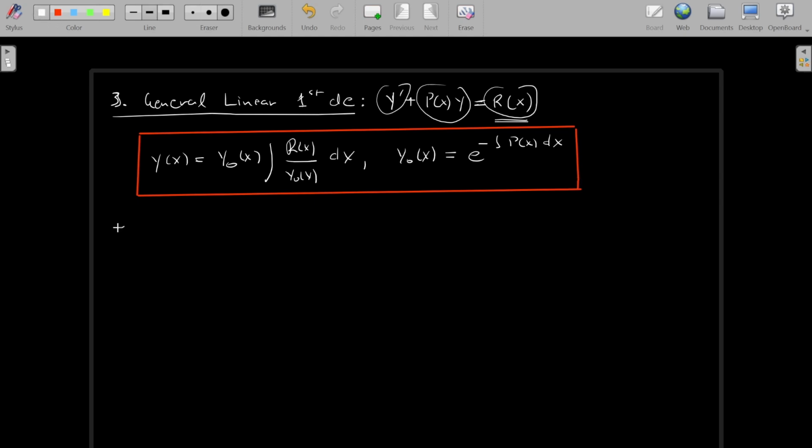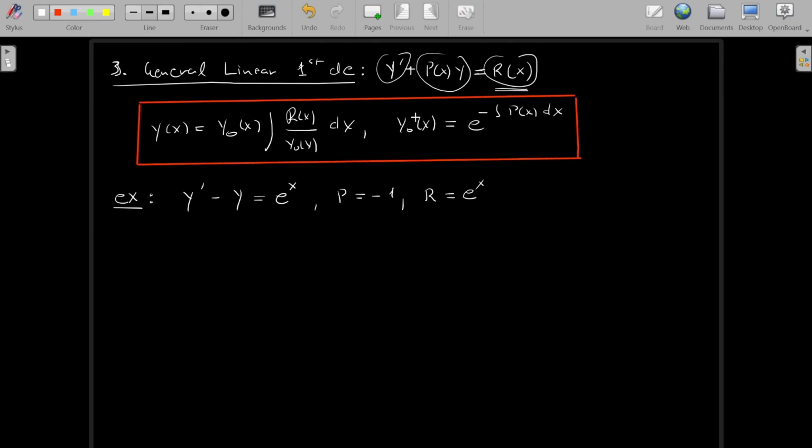Let's begin with a very simple example. Let's say we have y prime minus y is equal to e to the x. Now, p of x is minus 1, and r of x is e to the x. So we can find c naught, which is e to the minus integral of p of x, which is minus 1, so plus dx. And this is just e to the x times a constant.